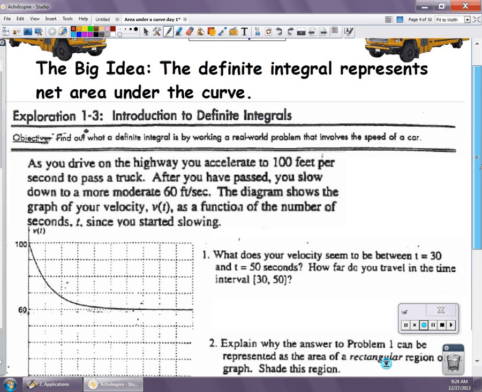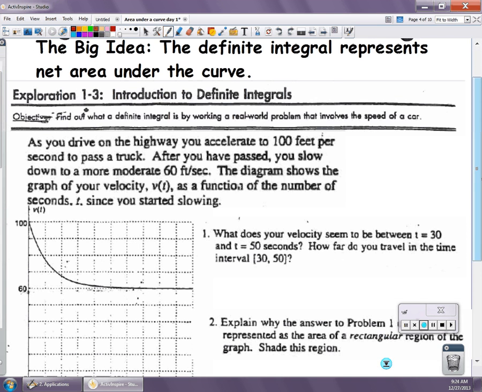The big idea, and I'm kind of showing my hand here, the big idea: the definite integral represents net area. Now I want you to pay attention to the word net area. It may not be as big a deal today, but it will eventually be a very important idea. The definite integral represents net area under a curve.